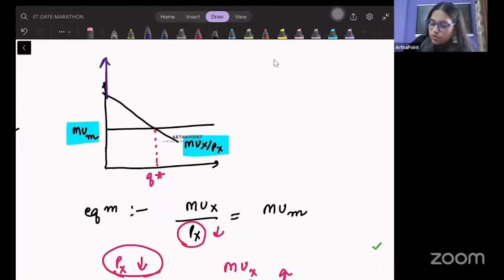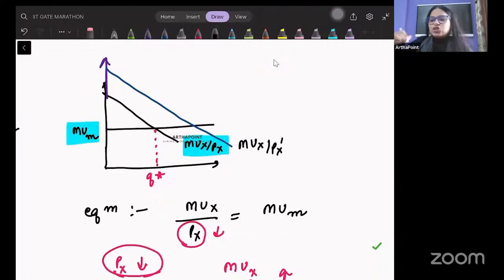Now what I can go ahead and do is, I can make a separate curve. एक और separate curve बना देते हैं. And I can call this as MUX by PX dash. ये price decrease होने के बाद का curve हो गया. And now I can just say that okay, my quantity has increased to Q dash.